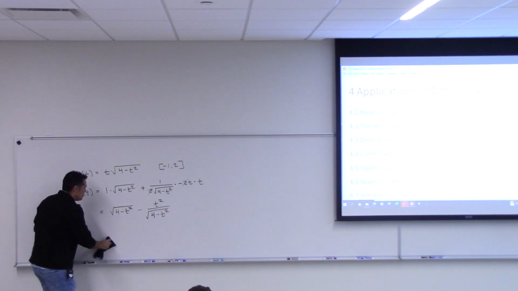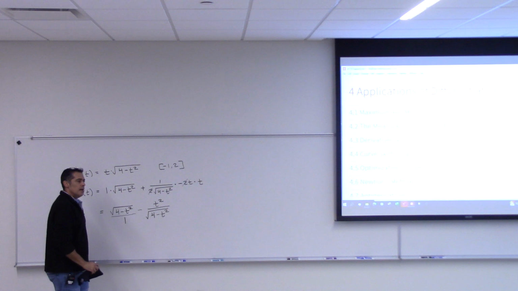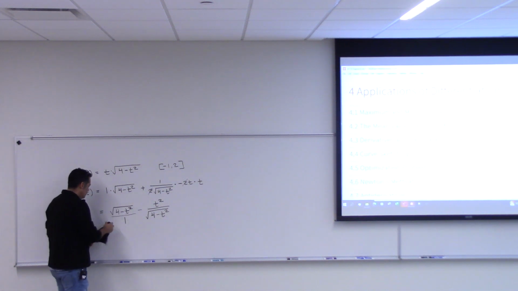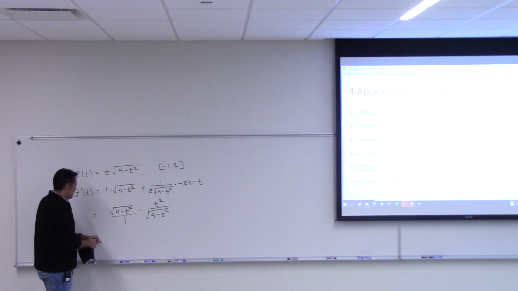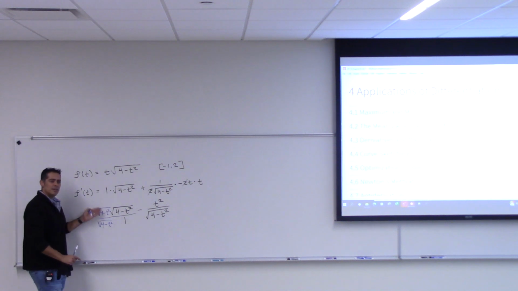Okay, I'm going to do a common denominator, so I'm going to look at this as being over 1. And then to put these together, I actually have to multiply. To get the same denominator, I have to multiply the top and bottom of this fraction by that denominator, 4 minus t squared. Whatever I do to the bottom, I have to do to the top, right? Because that's really like a 1.